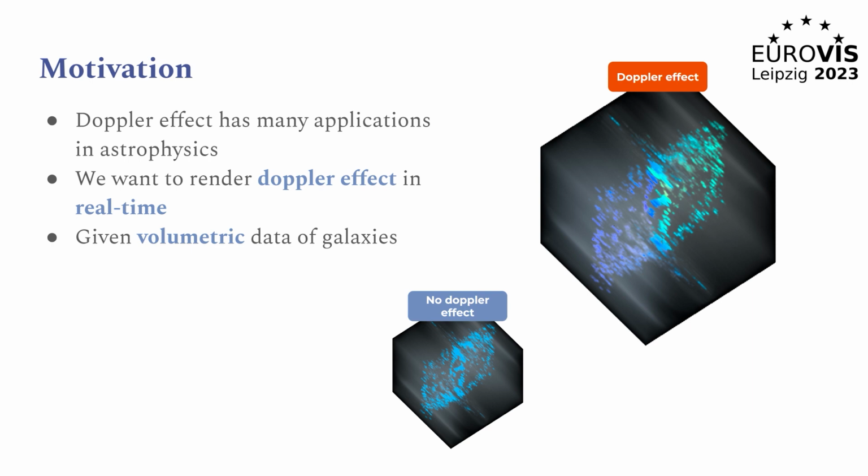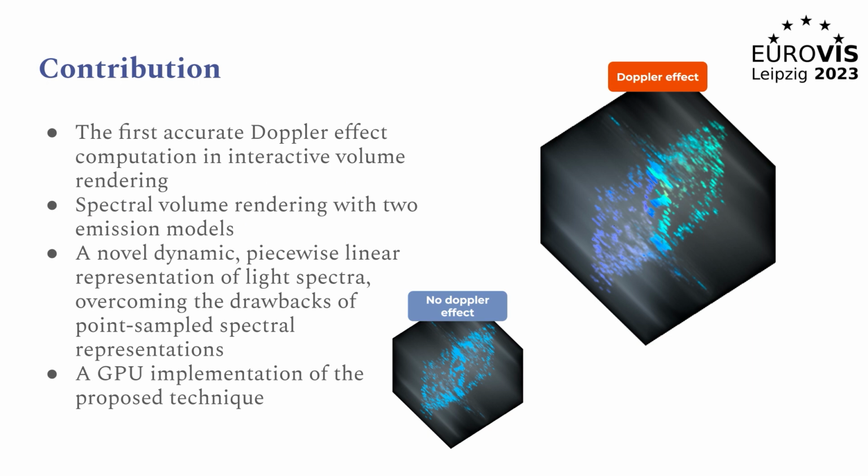And so, our goal is to, in real time, apply the Doppler effect to volumetric data of galaxies. The main contributions of this paper are: first, to the best of our knowledge, we are the first to do accurate Doppler effect computation in interactive volume rendering. Secondly, we adapted spectral volume rendering using two different emission models, thermal radiation and line emission. Thirdly, we proposed a novel, dynamic, piecewise linear representation of the spectra that overcomes some of the drawbacks of the traditional point samples representation. Lastly, we implemented our proposed technique on the GPU.